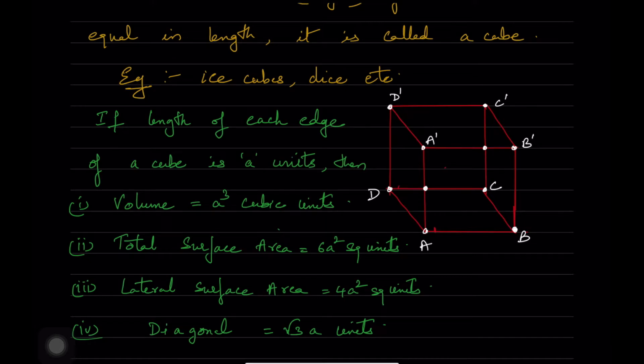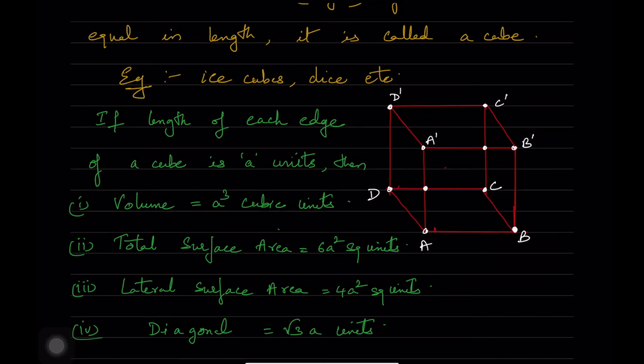So if the length of each edge of a cube is A units, then the volume, you know that the volume of a cuboid, where length, breadth and height are all different. Here the length, breadth and height are equal, so we are taking it as A, so it becomes A cubed cubic units.